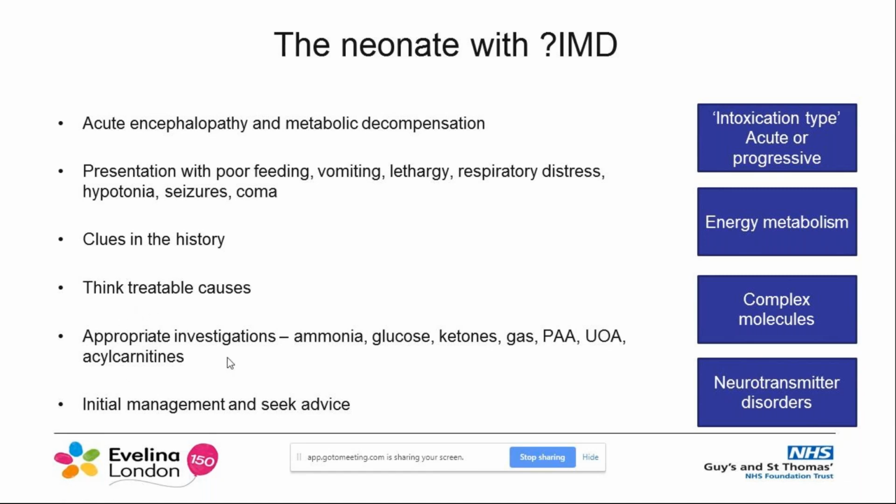Send appropriate investigations. I would suggest measuring an ammonia in any child that presents with reduced level of consciousness without an obvious cause, and then baseline things like a blood gas, ketones, blood glucose. Blood ketones are often very helpful, and then these baseline tests that we've talked about, and then obviously seek medical advice, or metabolic advice I should say.